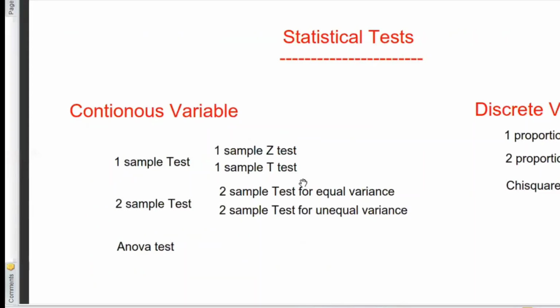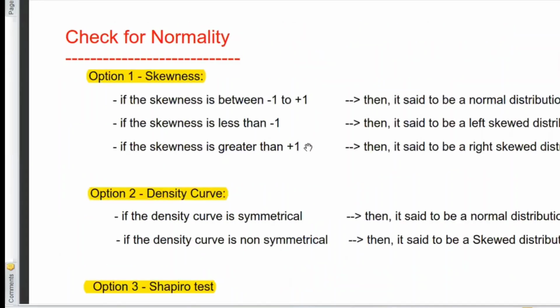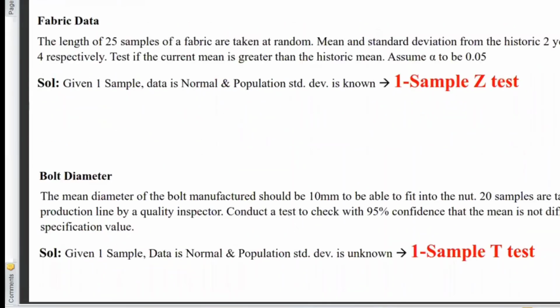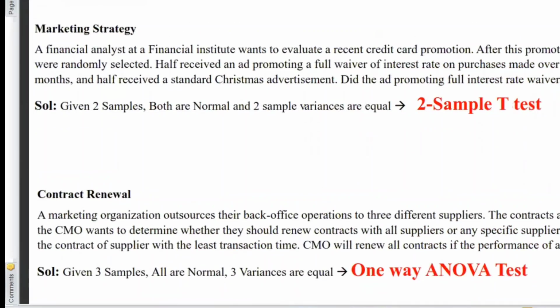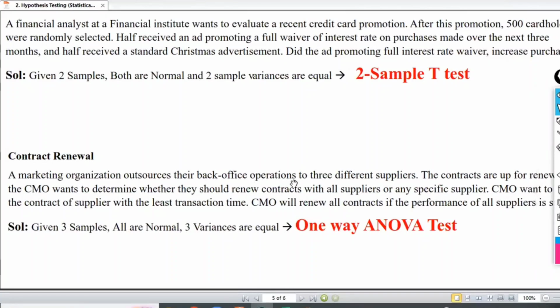So here, if you read the ANOVA question, what they have given is, with respect to a marketing organization, they have given their operation to 3 different suppliers: supplier A, supplier B and supplier C. And whether everyone is doing the work in the same time or in a different time.